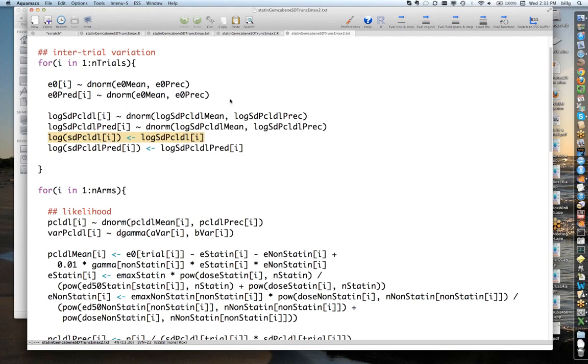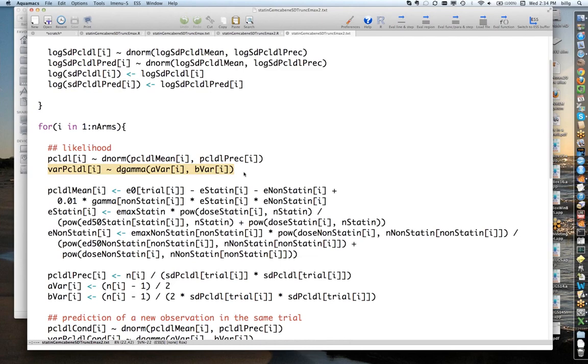So there's our inter-individual variation model here. Again, it's log normal for that standard deviation. As we've done before for a random effect, we've incorporated that in a separate loop that's looping over the trials. Our likelihood right here, that equation is identical to what we saw before.